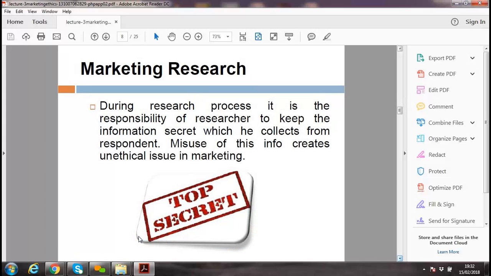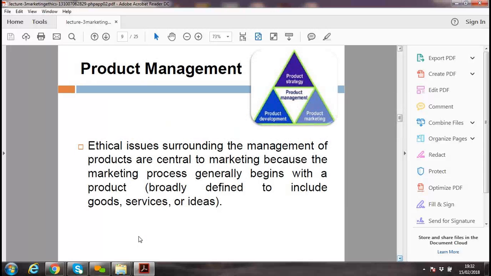Okay, marketing research. During the research, it is the responsibility of the researcher to keep the information secret. Misuse of information is an unethical issue. So we need to look at how we can address them.